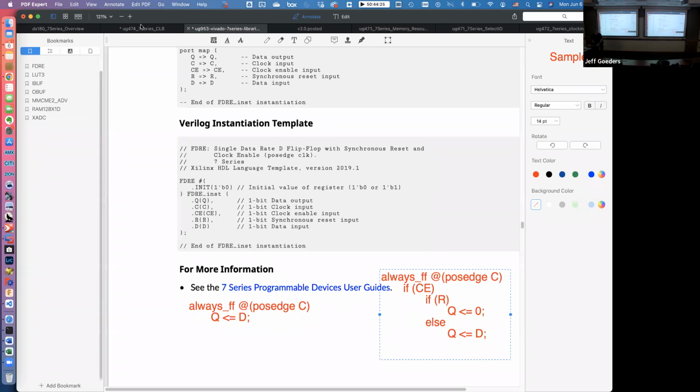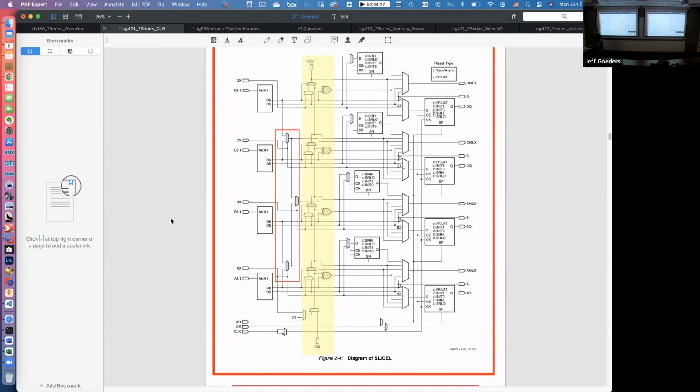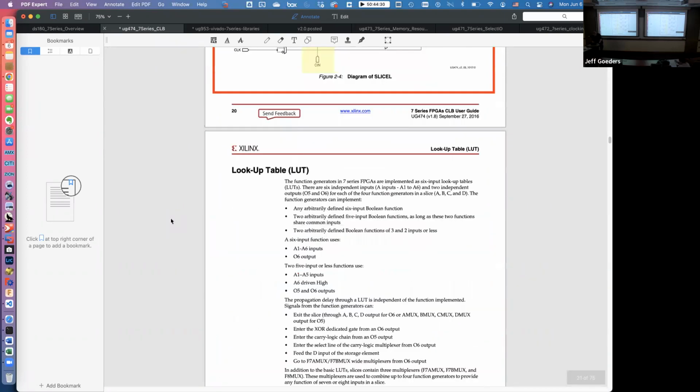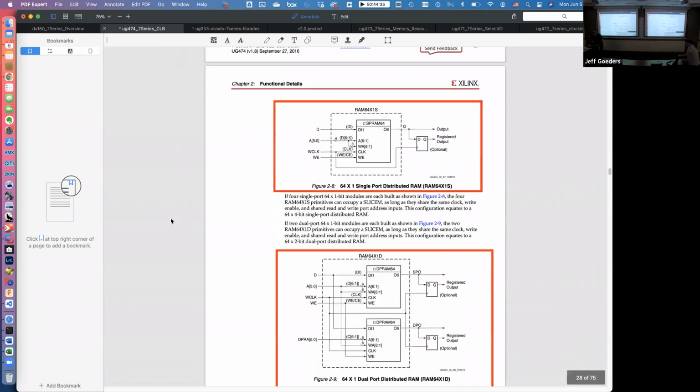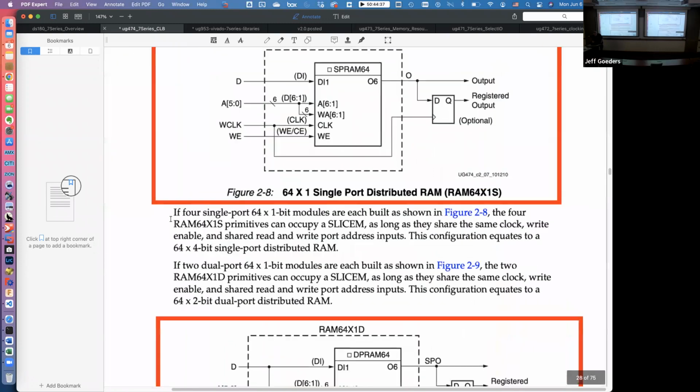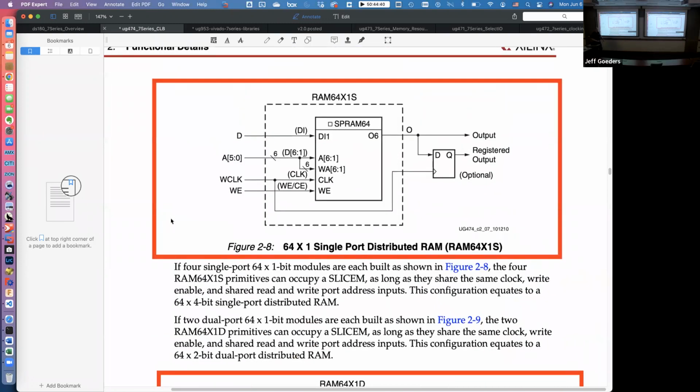So we're going to go back to our CLB, and we're going to go to page 28. Okay, and here we go. As promised, you can use one of the LUTs in a slice M as a RAM. Now it has six inputs, and those will be the address lines. So how many locations are in the RAM with 6 inputs? What's 2 to the 6th? 64, right? So this is going to be a 64 by 1 bit RAM.